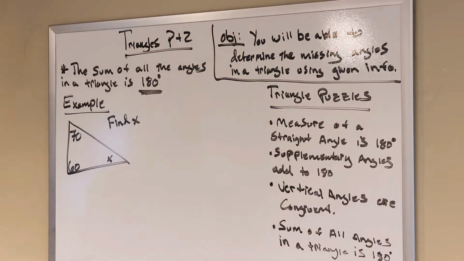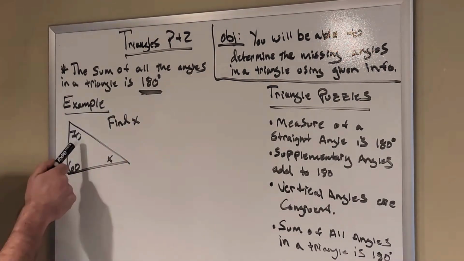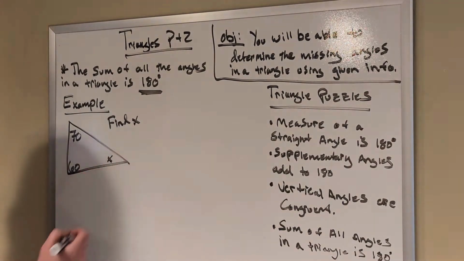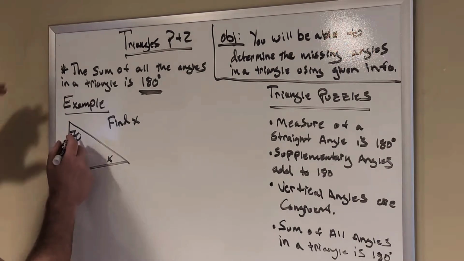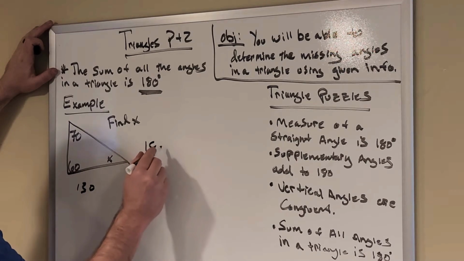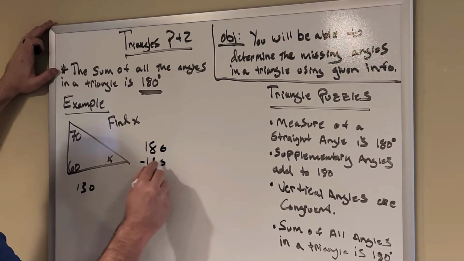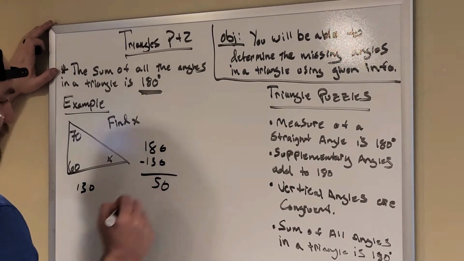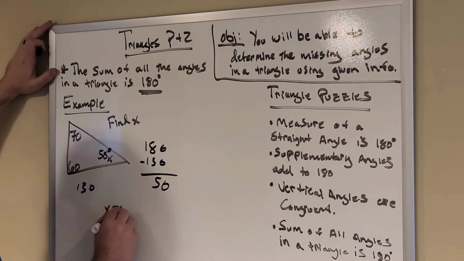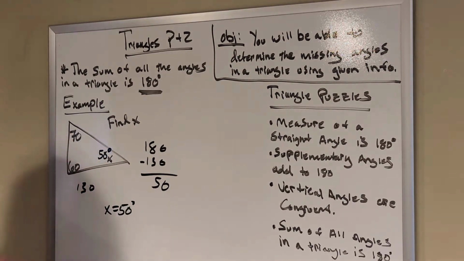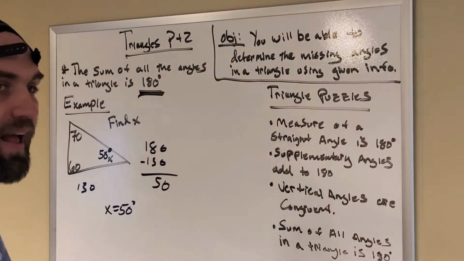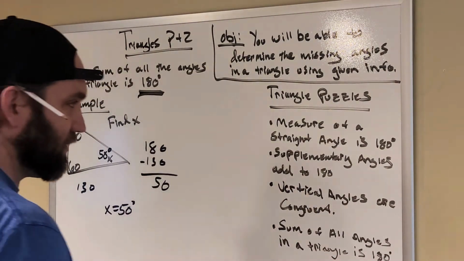As a little example, we have two angles, 70 and 60, and I want to find x. I add my 70 and 60 together and get 130. I take that 130 and subtract it from 180, and I end up with 50. So x equals 50, because 50 plus 60 plus 70 gives me my 180 degrees. That's what I'm looking for: 180 degrees.